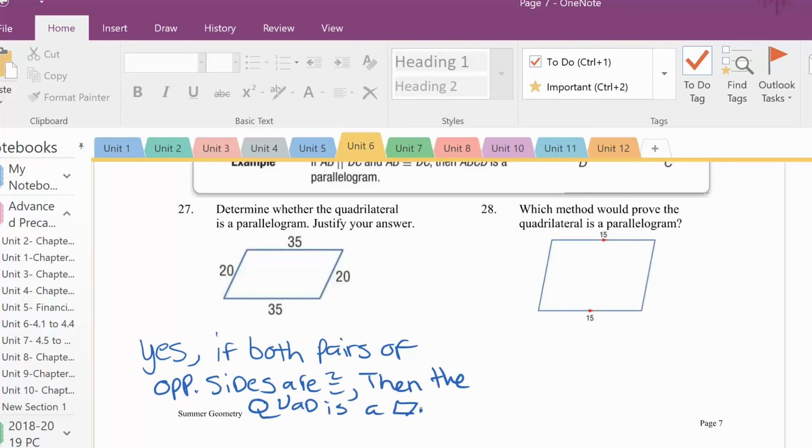Which method would prove the quadrilateral is a parallelogram here? Well, here notice one pair of opposite sides are both parallel and congruent. So it is the one that says one pair of opposite sides are both parallel and congruent.